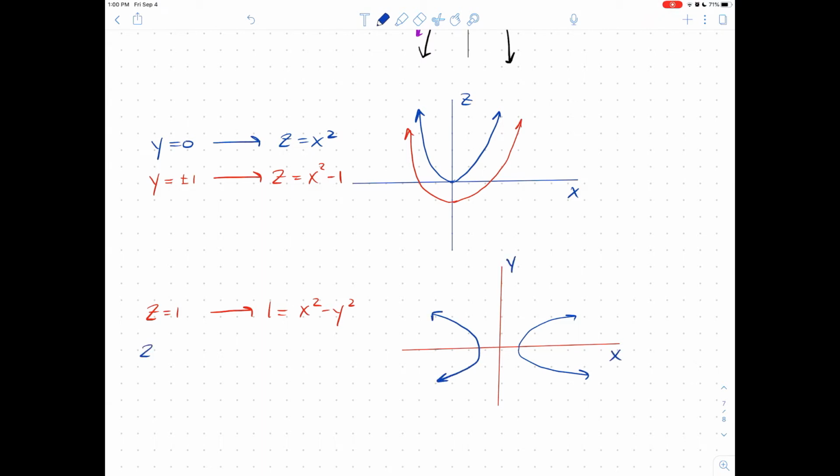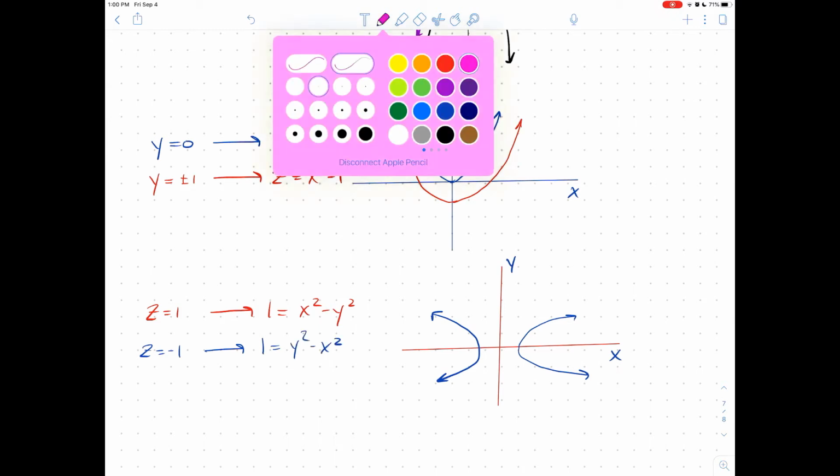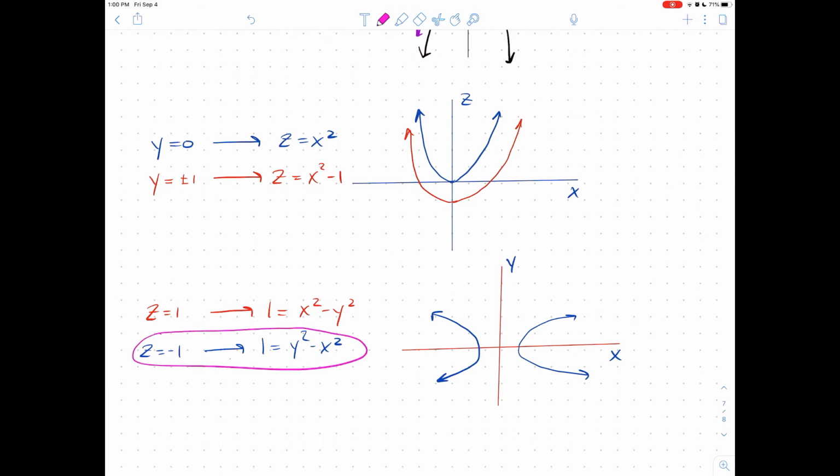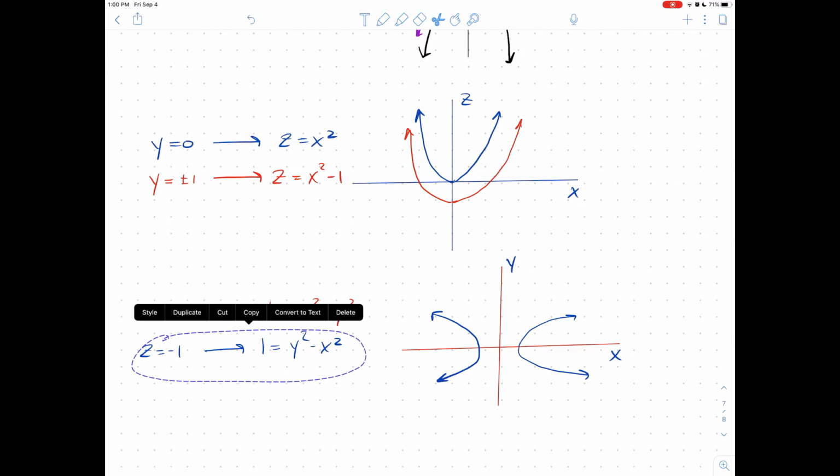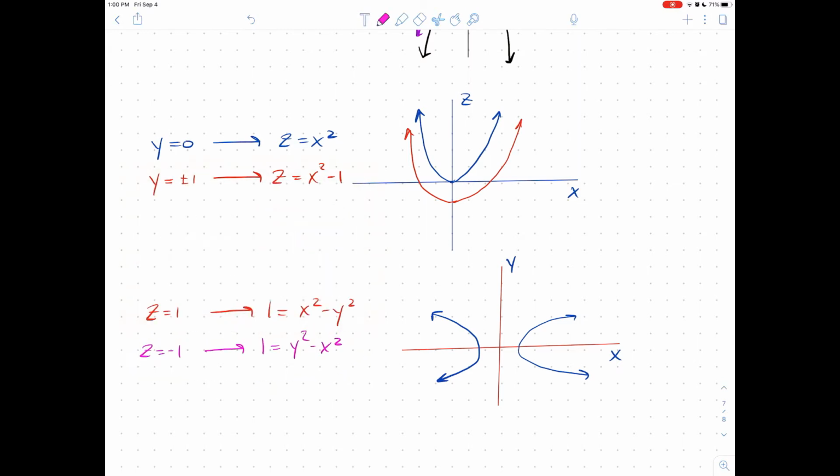What if I do z equals -1? Then when I solve for 1, I get 1 is y squared minus x squared. So I'll switch colors. Let's make this whole equation pink so that we're color coordinated. Here we go. So then when z is -1, the trace actually looks like that.